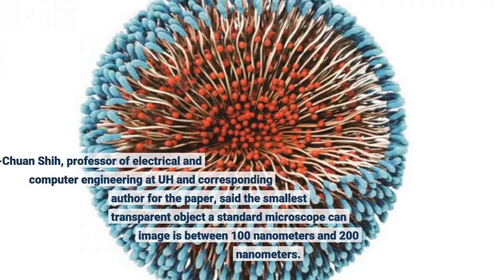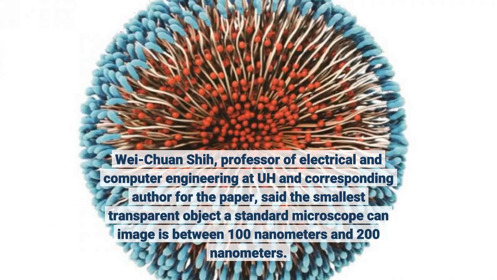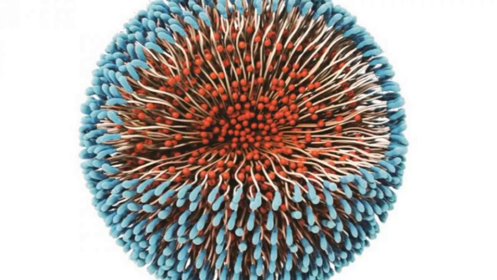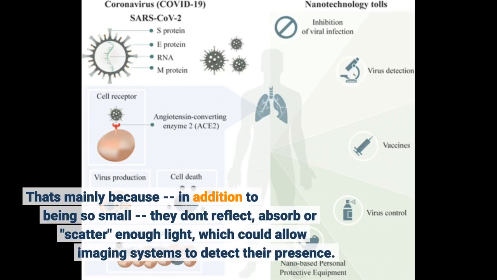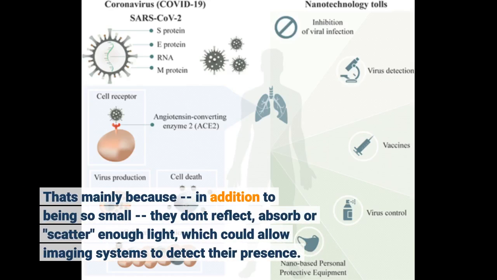Wei Xuanxi, professor of electrical and computer engineering at UH and corresponding author for the paper, said the smallest transparent object a standard microscope can image is between 100 nanometers and 200 nanometers. That's mainly because, in addition to being so small, they don't reflect, absorb or scatter enough light, which could allow imaging systems to detect their presence.